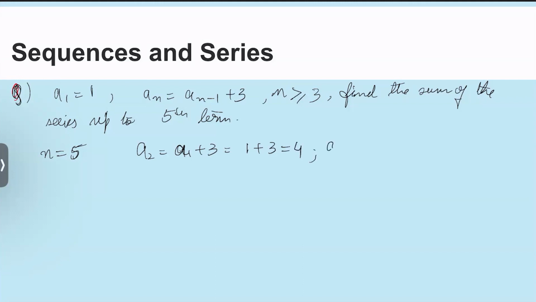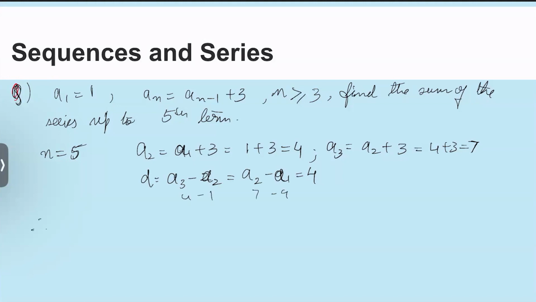Let's take another one. So a3 will become a2 plus 3. Over here a2 is 4, so 4 plus 3 is 7. You can see this from the formula itself and also from the numbers that we are getting. So your d is going to be a3 minus a2, and it is also equal to a2 minus a1, and that is going to be 4. Because you have 4 minus 1, or 7 minus 4, that is going to give you 4.